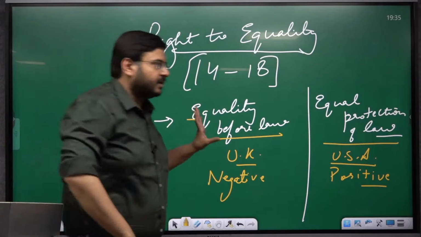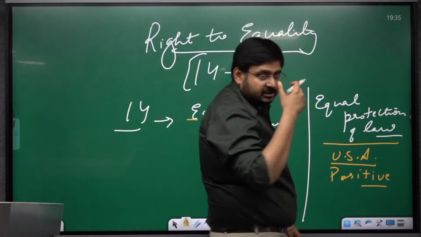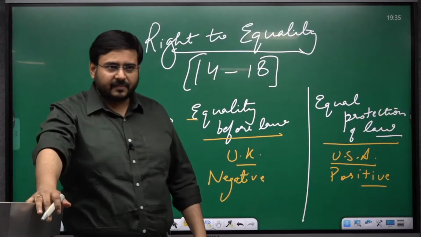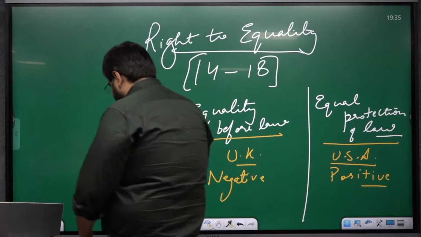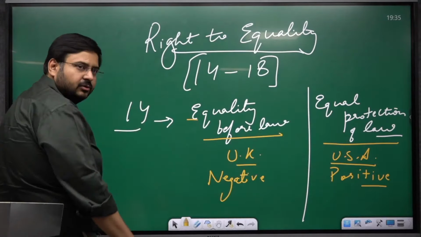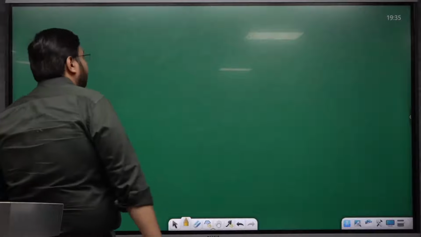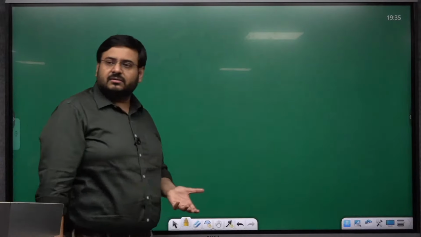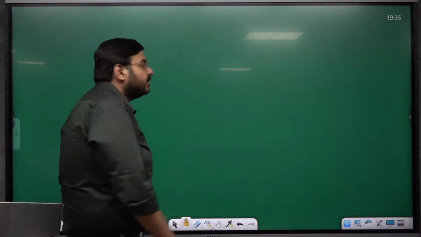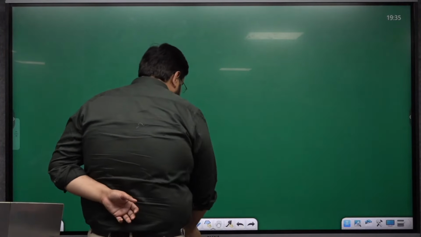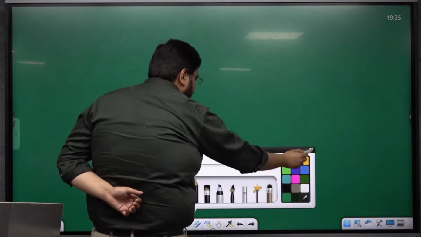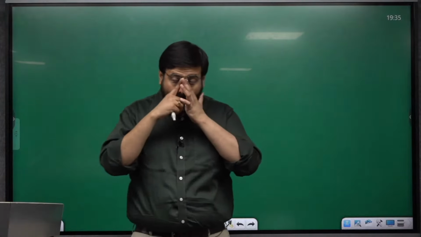Article 14, crystal clear. Who gave the rule of law concept? A.V. Dicey. That is a very simple thing. This you have noted? Everyone noted this down? Very good. Now when we have completed 14, where will you go? 15, obviously, right? Now, what does Article 15 say?